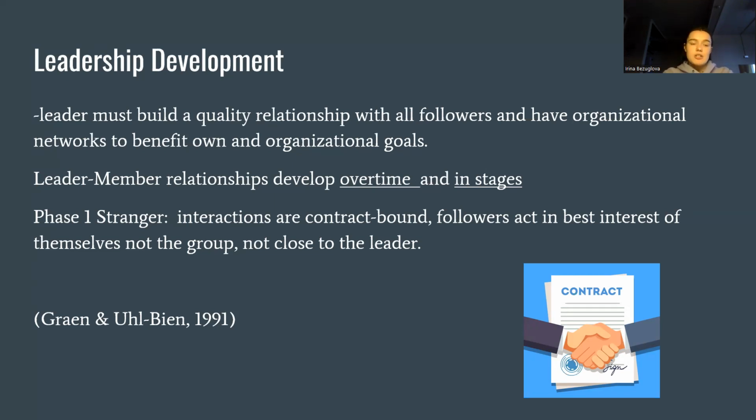So the first stage, the leader and the follower are strangers. That is the name of the phase. So interactions are more contract bound. That is like when you first get hired on your job, you mostly just do what you're expected to and you don't really talk much. And then followers act in the best interest of themselves and not the group and are not close to the leader. The way I relate to this is like when I first get a new job, I just kind of do whatever I'm expected to, and then I leave and never think about it ever again. So that is like the first phase.